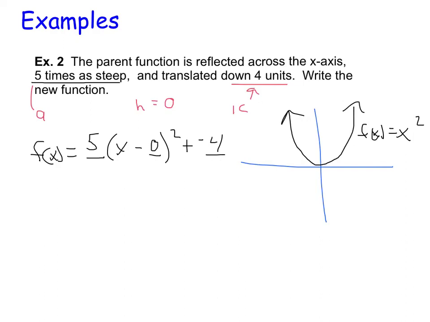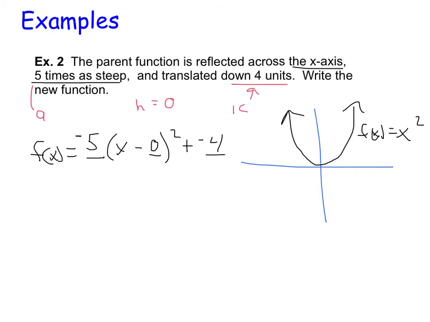Now, let's look at it. It says one thing more. It says it's reflected across the x-axis. That means it opens down. And if it opens down, that means that 5 is a negative.